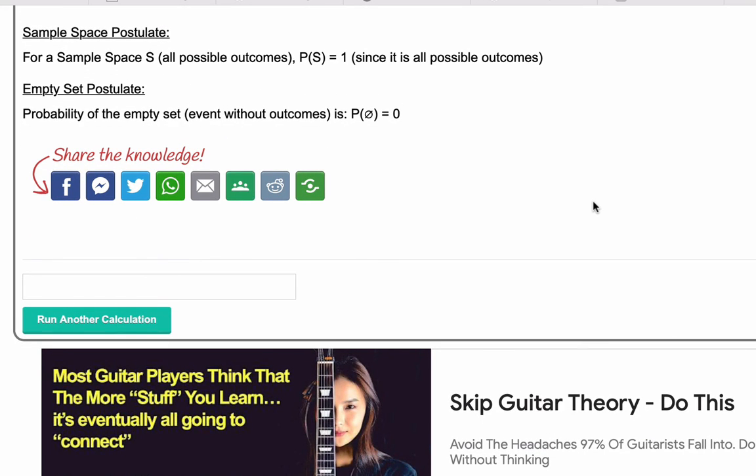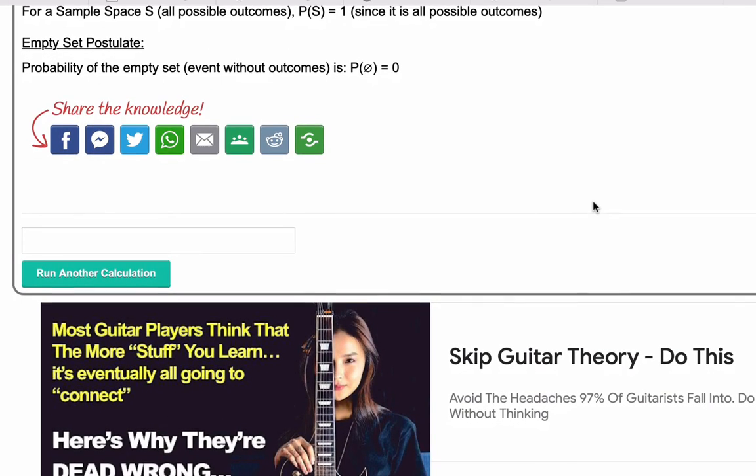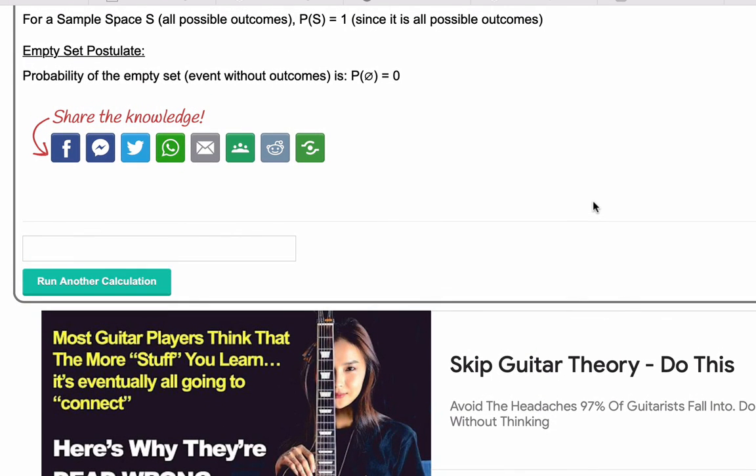Moving on, let's talk about the sample space postulate. For a sample space S, which is all possible outcomes, the probability of S is 1, since it's all possible outcomes. And finally, we've got the empty set postulate. The probability of the empty set, which is an event without outcomes, is 0.